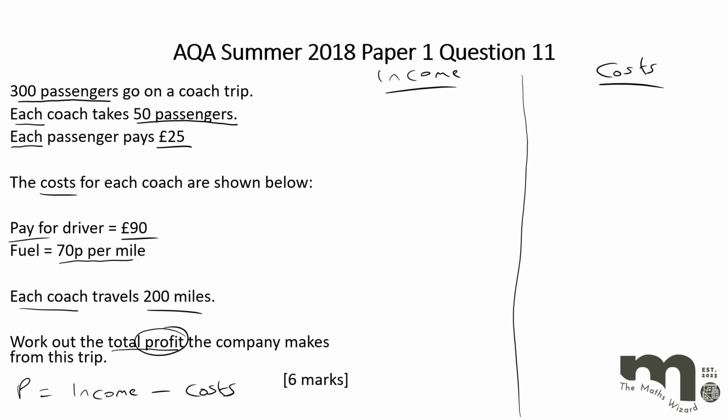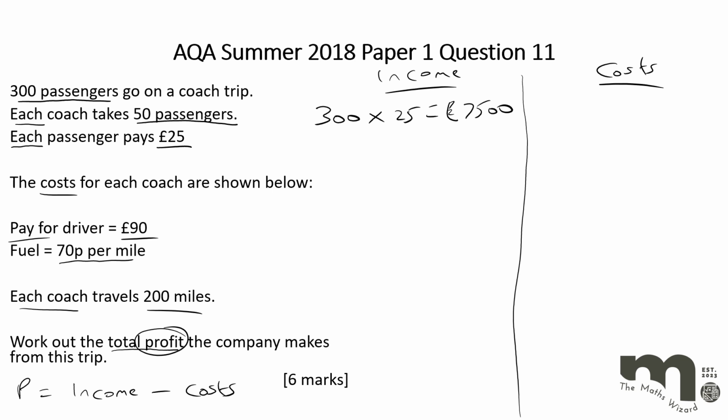Okay, so let's have a little look then. So first of all, if we deal with our income, there's only actually one source for this really. So we've got those 300 people who are paying £25 each. Well, that's going to be £7,500. So that's going to be our income.